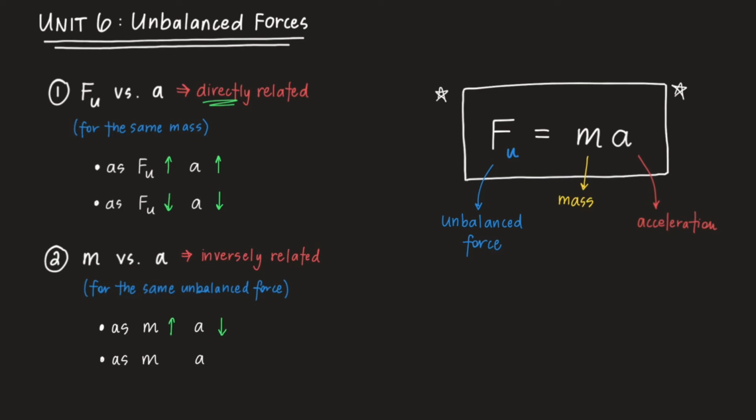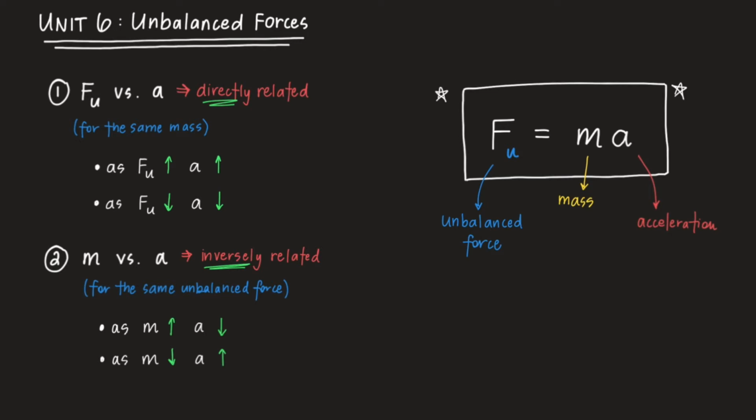Similarly, or conversely here, as the mass goes down, the acceleration is going to go up. So that's the other part of this inverse relationship. As the mass decreases, the acceleration will increase. Like if you try to push a feather with the same unbalanced force that you push a semi-truck, the feather is going to accelerate a lot faster. Okay? So that's what an inverse relationship means.